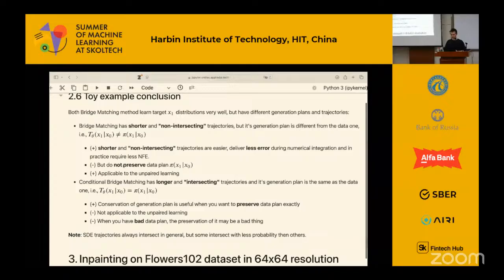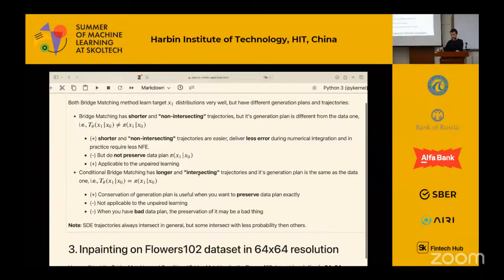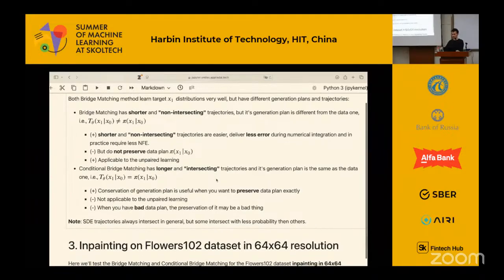Since unconditional bridge matching does not preserve the plan P, it can be used for unpaired learning, because it can alter this plan P and try to find the optimal one, in a sense, instead of showing the bridges. And conditional bridge matching has longer trajectories with higher probability of intersection, and this generation plan is the same as the data.